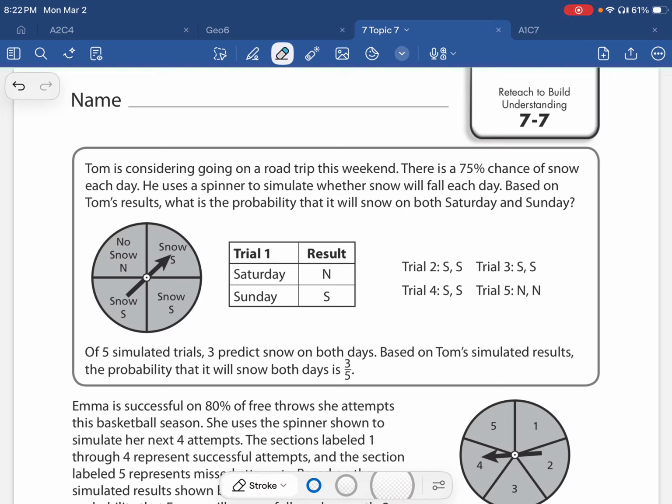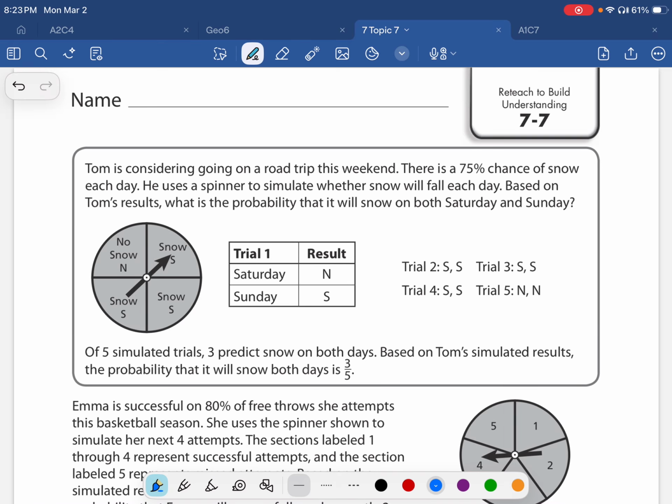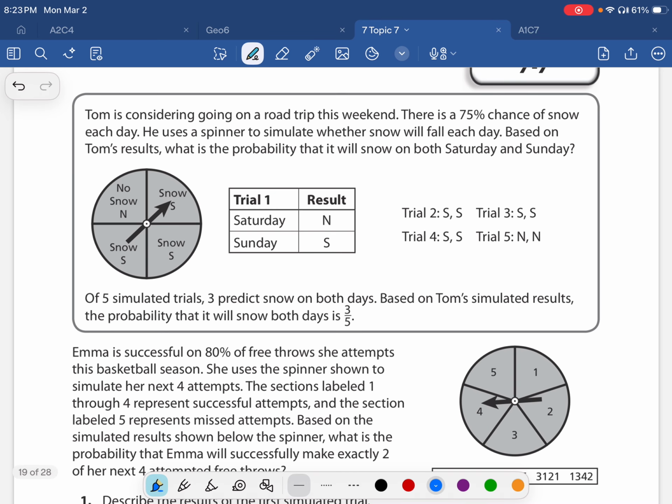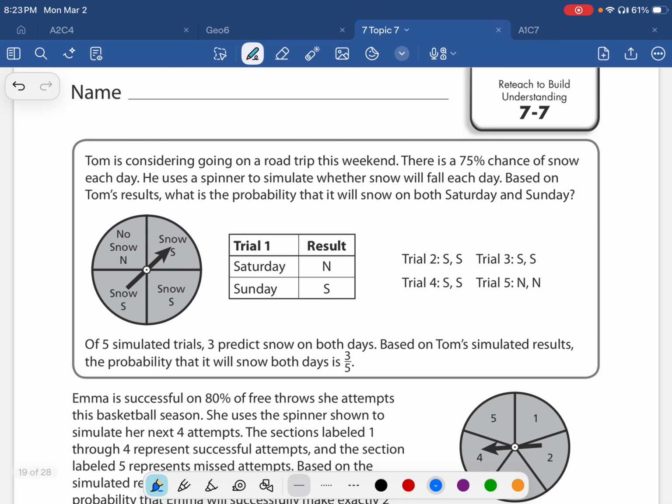recording. But looking at your reteach worksheet here, the goldenrod notes page, looking at some of the examples on here, you'll see that these are all dealing with spinners. So in this scenario, same kind of deal, looking at a weather forecast. Tom is considering going on a road trip, there's a 75% chance of snow each day. So in this scenario, the two options for the weather are either snow or no snow.